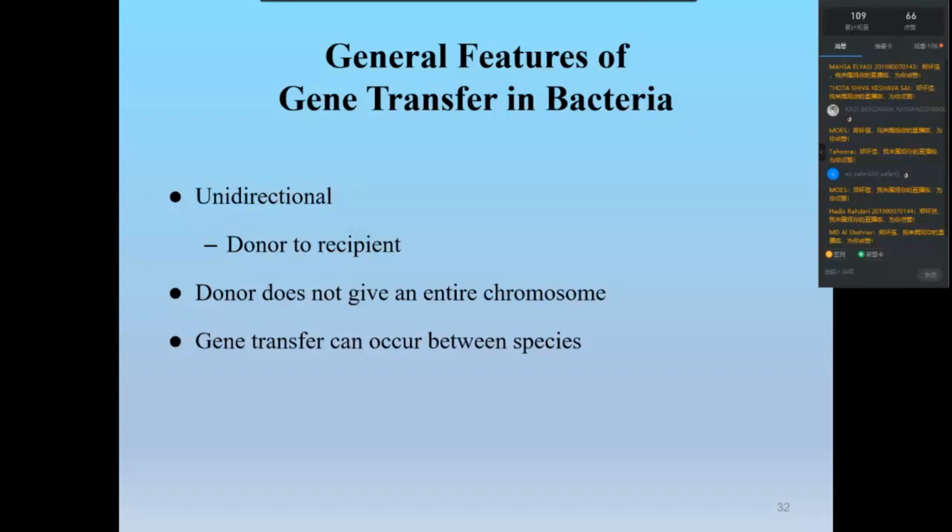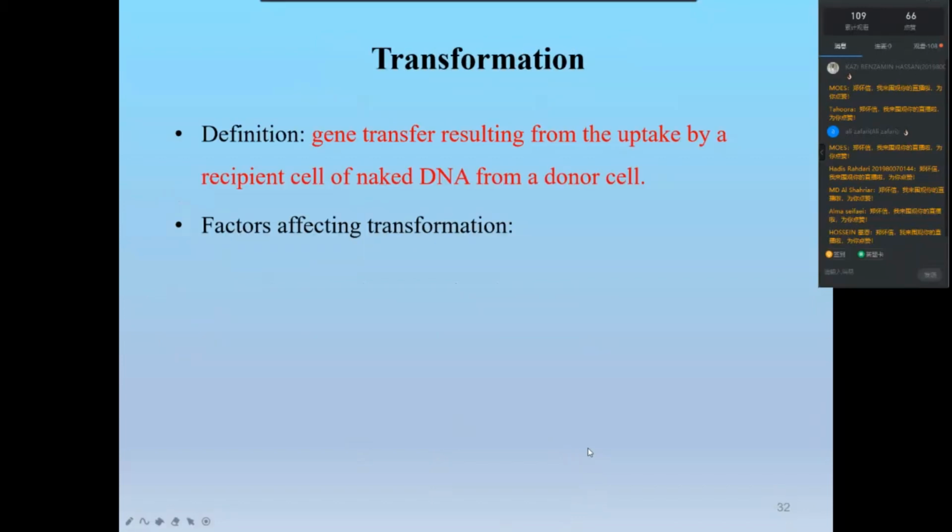And the next point is that gene transfer can occur between species. Between species means that some bacteria can give some DNA, for example, a plasmid, to another species which is relatively far away. For example, you can use E. coli to give a plasmid to some other bacteria you never heard of, like Francisella. And that's not limited within the species. So these are the several features of gene transfer.